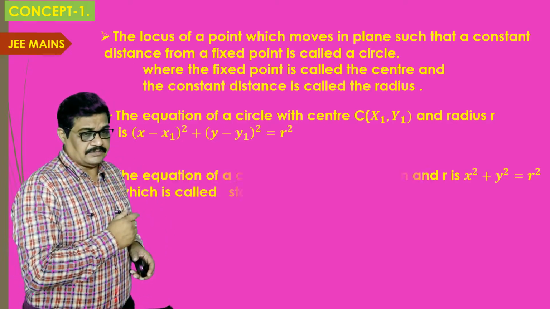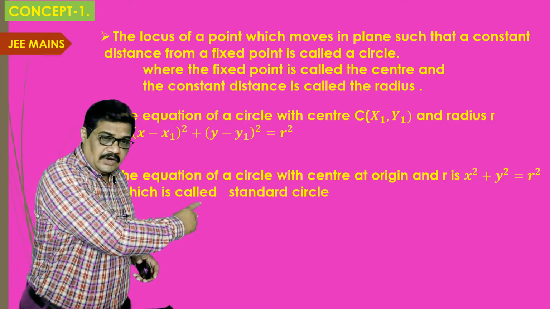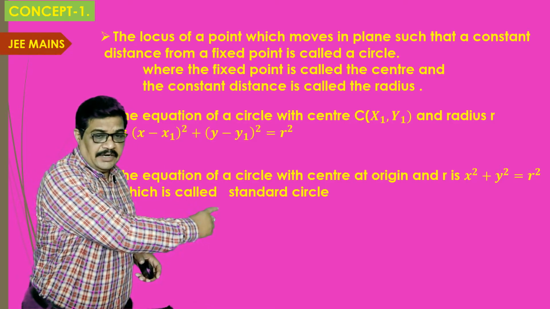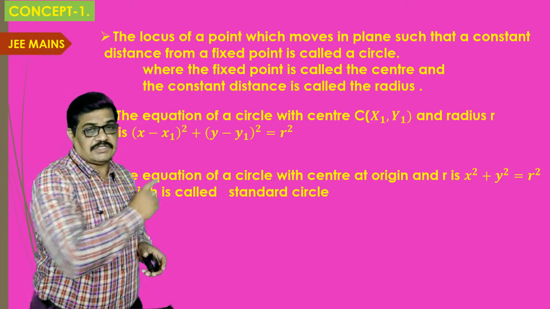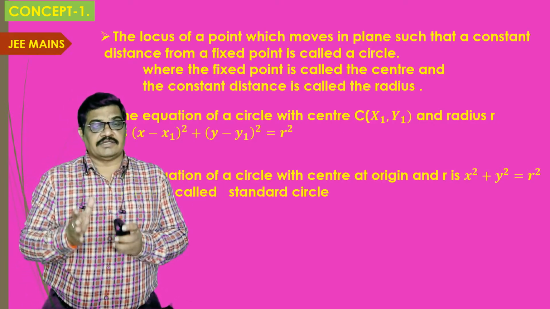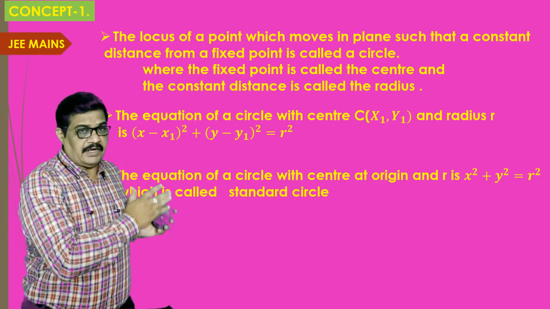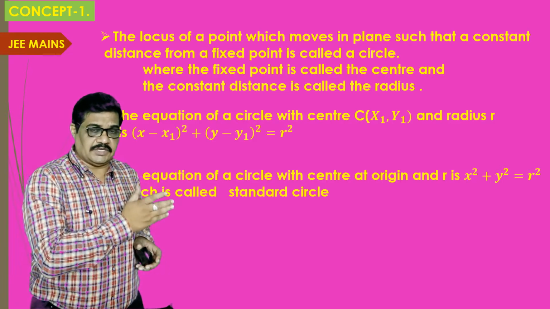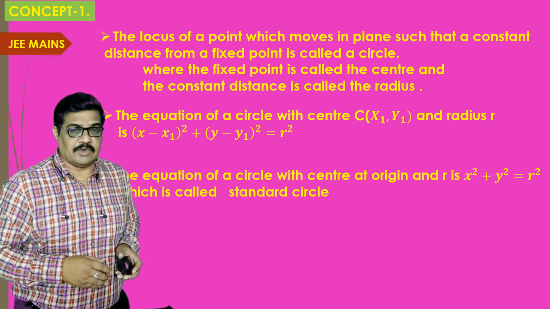Okay. Next, the equation of a circle with the center at the origin and radius r is x square plus y square is equal to r square, which is called the standard circle. This is the circle with center at origin and radius small r.